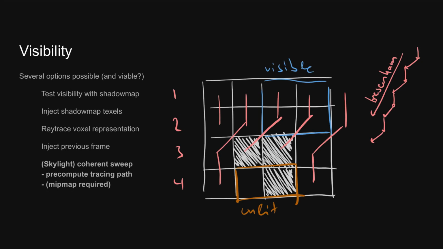You could also ray trace the voxel representation, so from each voxel you trace the voxel structure towards the light. You could take your previous lit frame together with a depth and normal buffer and stick the light from that frame into your voxel structure. Of course, then you'd get screen space dependent effects that are maybe undesirable.